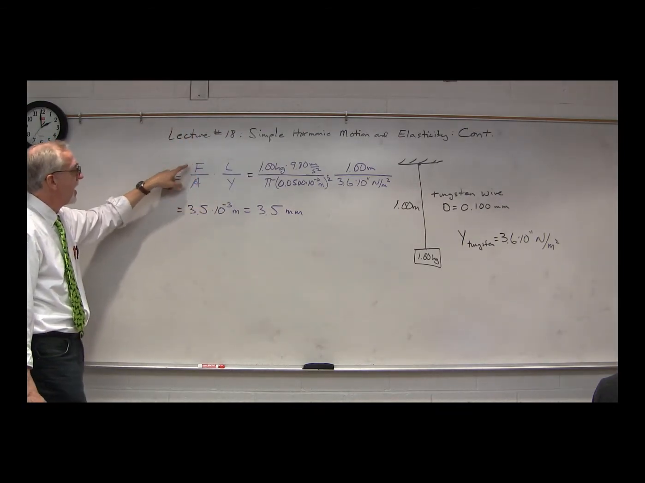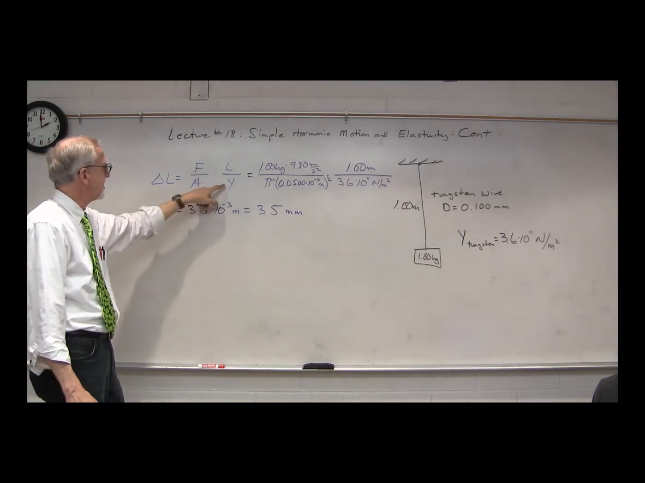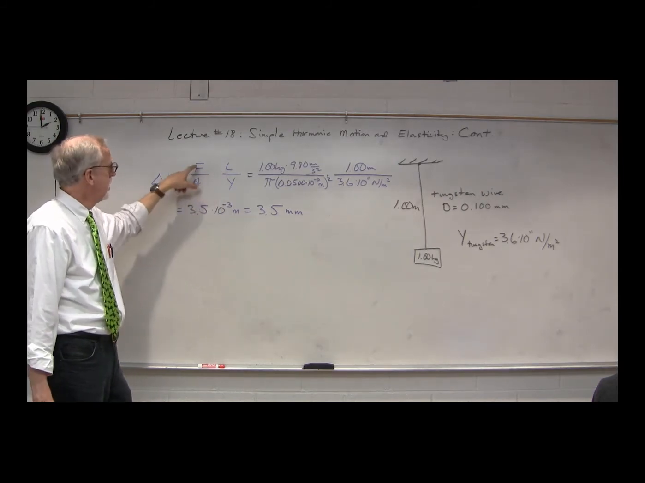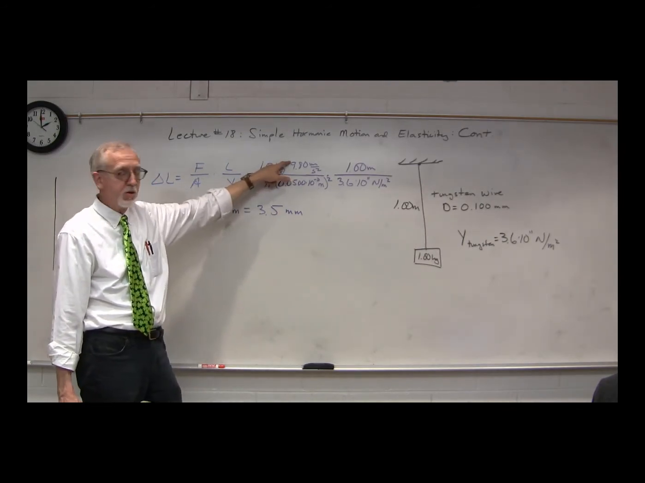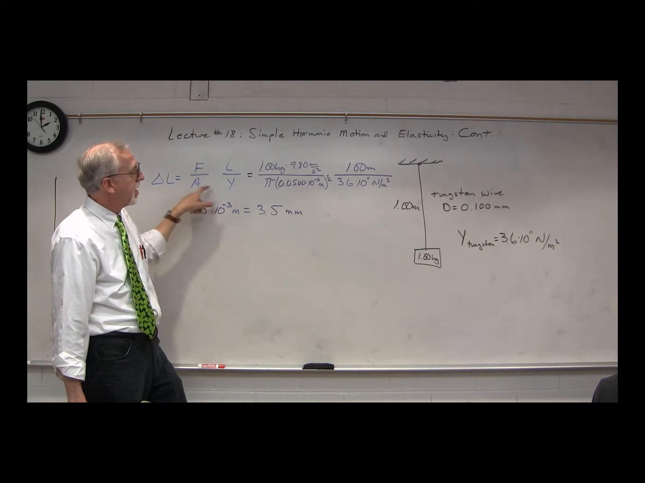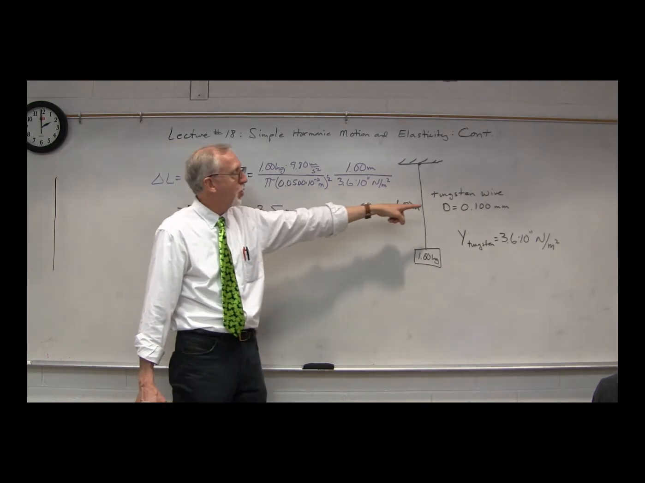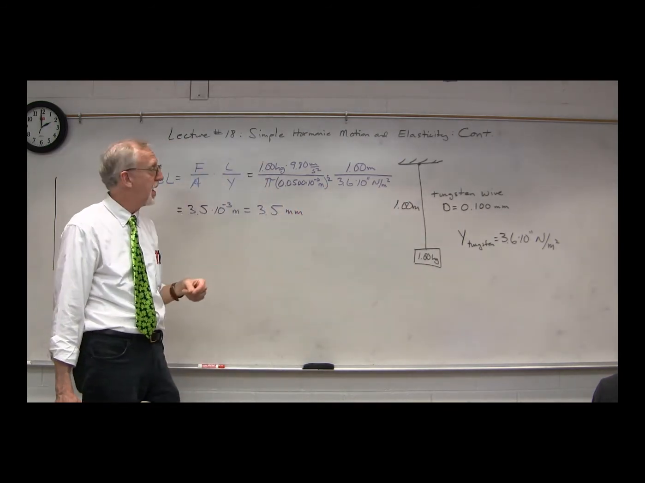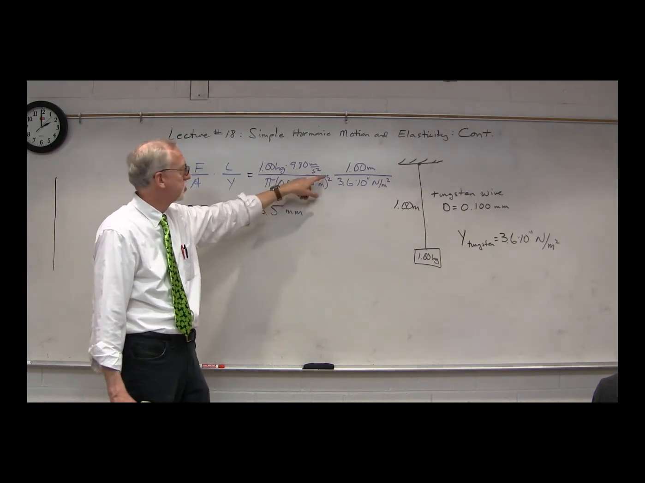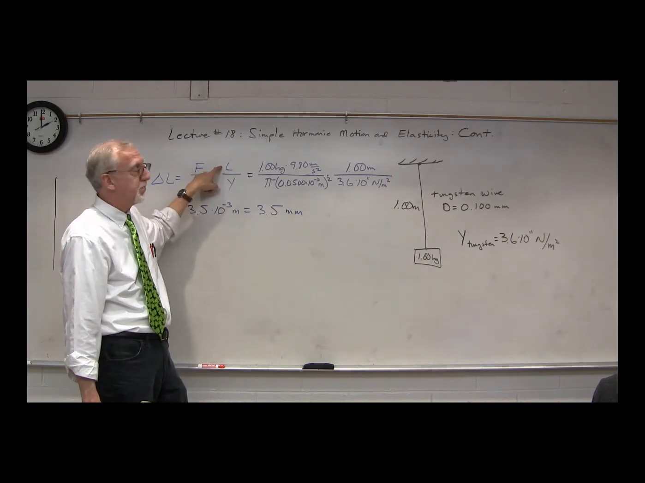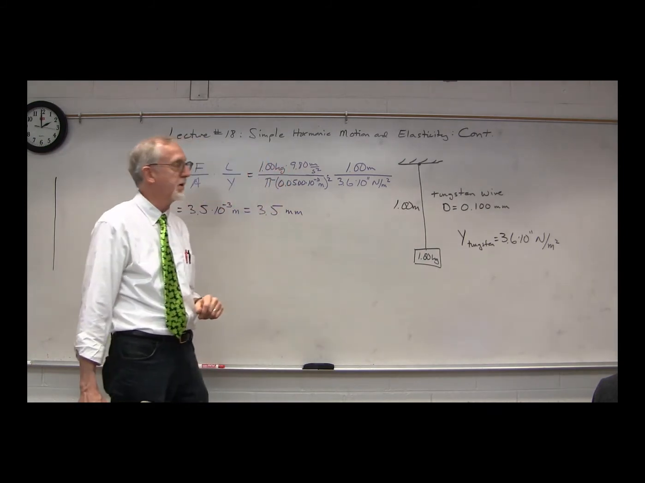So we can rearrange our equation like this. Delta L is F over A, the stress, times L, so we bring the L up and divide by Y, so we have L over Y. The force is going to be the weight of the 1 kilogram mass, in other words 1 kilogram times 9.8 meters per second squared. The cross-sectional area, assuming this is a cylinder, will be a circle. The diameter is 0.1 millimeters, so the radius is 0.05 millimeters, and the area is pi r squared, pi times (0.05 times 10 to the minus 3 meters) squared. The original, unstretched length is 1 meter, and Young's modulus is 3.6 times 10 to the 11th Newton per meter squared.